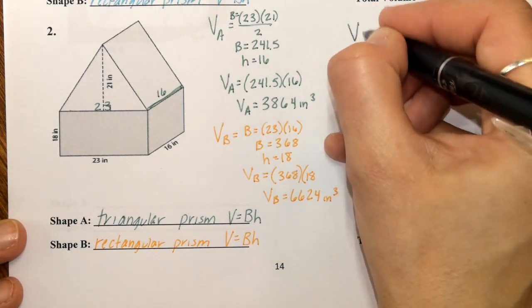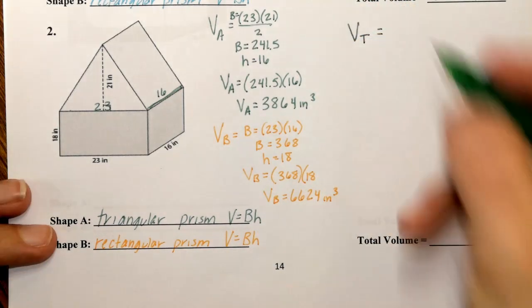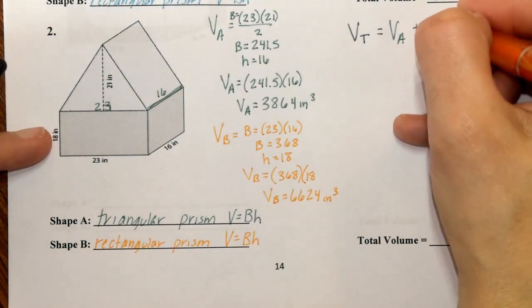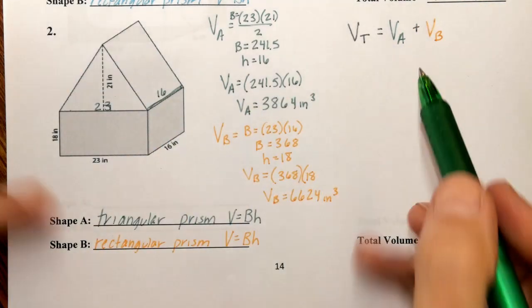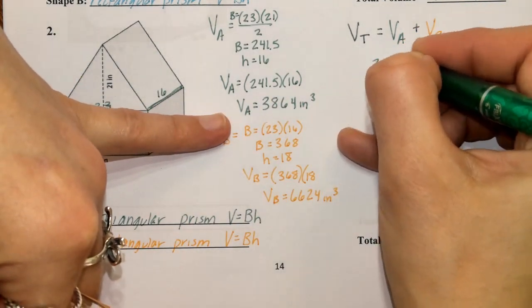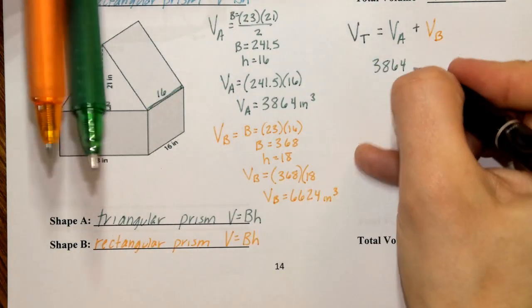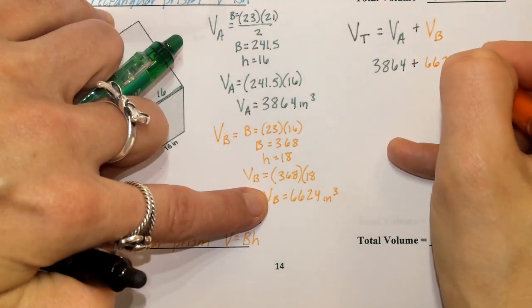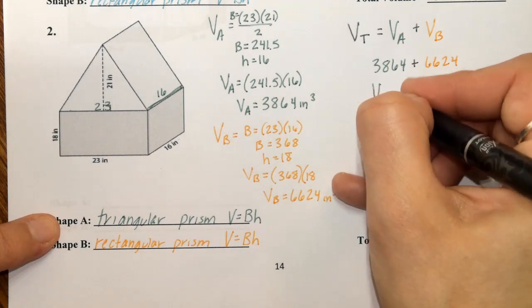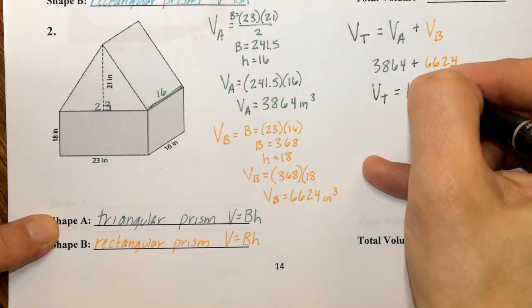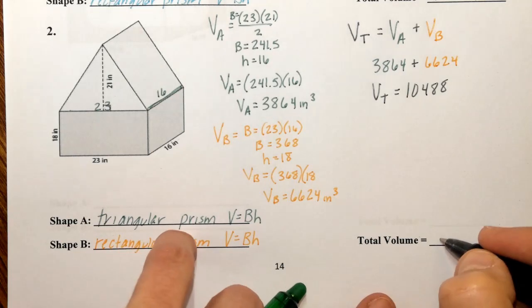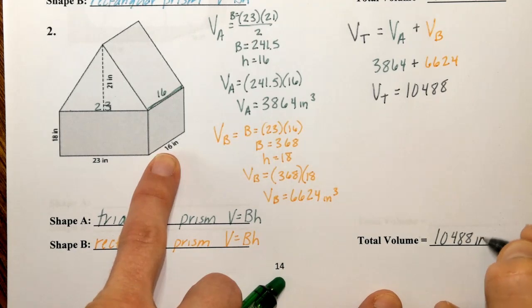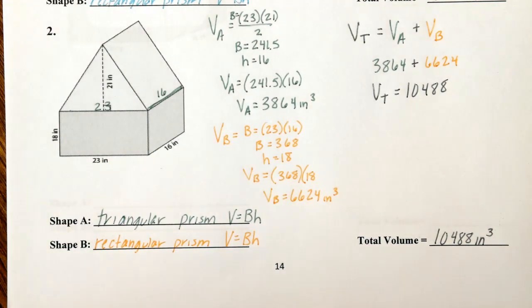So again, we are combining these two together. So the volume of the total is just going to wind up being the volume of A plus the volume of B. So we take A, which we found was 3,864. We're going to add the volume of B, which was 6,624, giving us a total volume of 10,488. So down here, 10,488. We're looking at inches for our units, and volume is cubed.